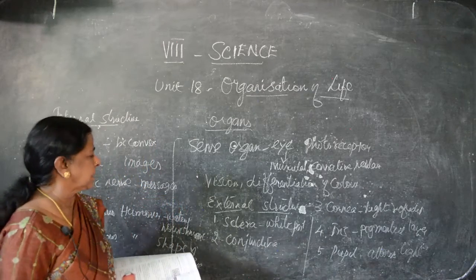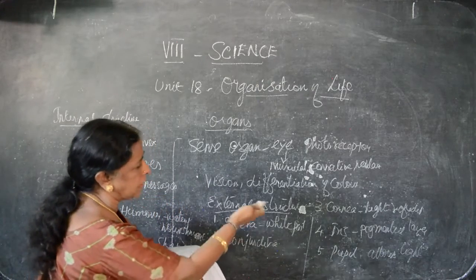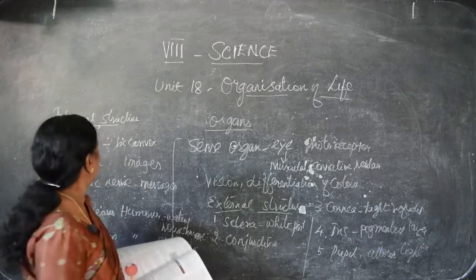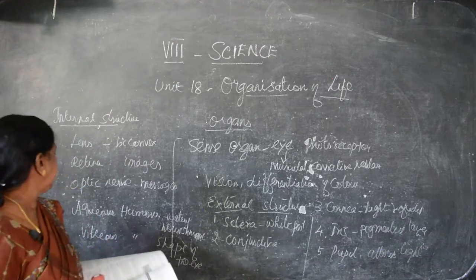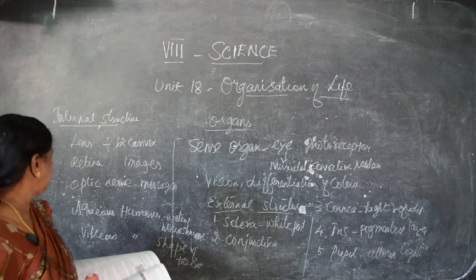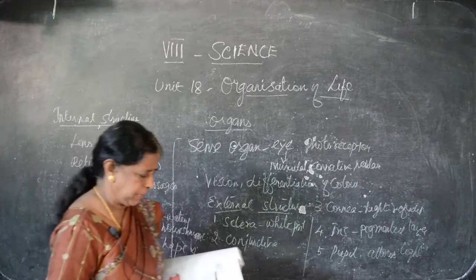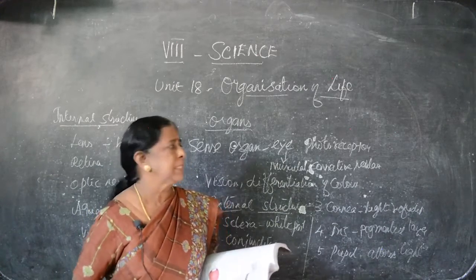What are the external structures? Sclera, conjunctiva, cornea, iris and pupil. And the internal: lens, retina, optic nerve, aqueous humor and vitreous humor. Clear? Now we have to go for organ system.